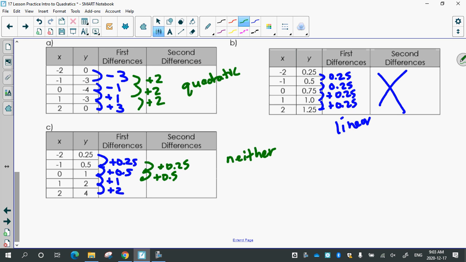Something else. What is it then? It could be exponential, it could be cubic, there's so many things it could be, but we know it's not linear, not quadratic, we can cross them off, okay? It looks like it's exponential because it's doubling every time. The next one would be 8, right?